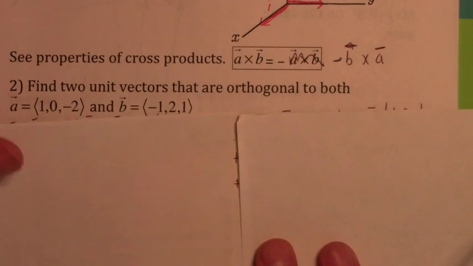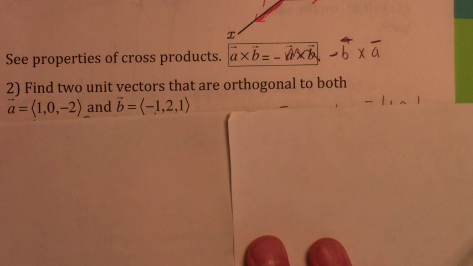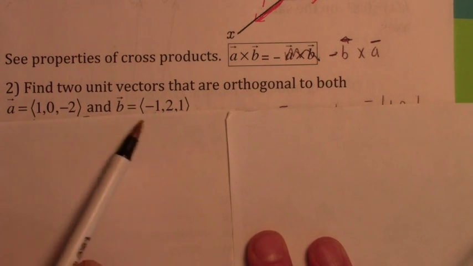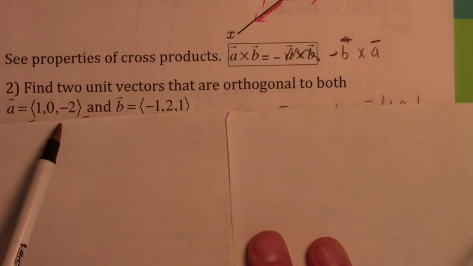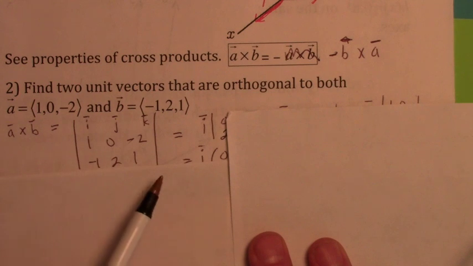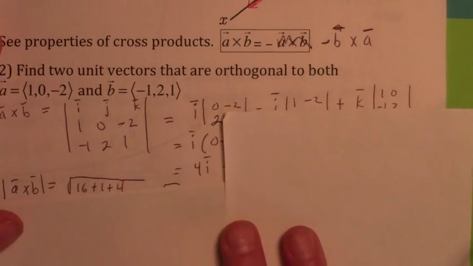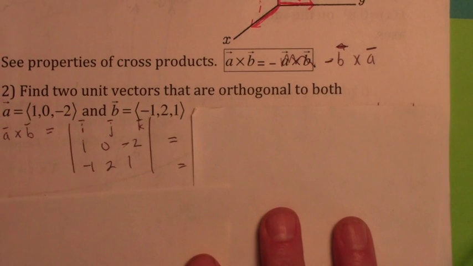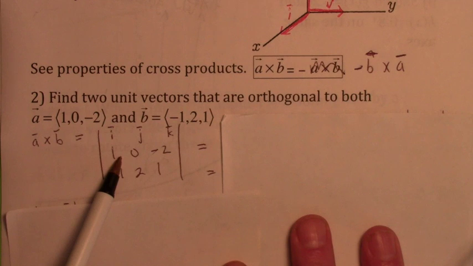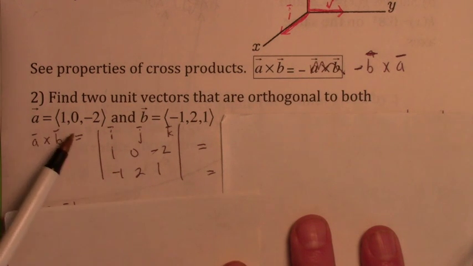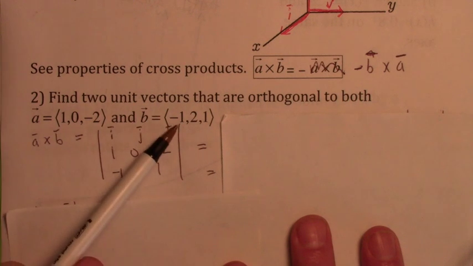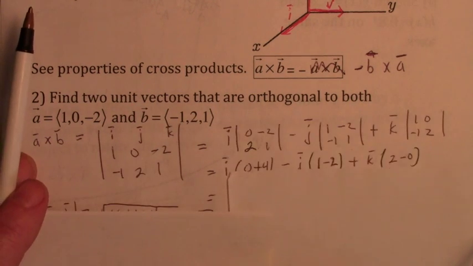On your homework and in future sections, you might have to find two unit vectors that are orthogonal to these two vectors. Whenever you hear the phrase, find a vector orthogonal to two vectors, you should think immediately cross product. So we're going to form the cross product of these two vectors, and then we're going to turn that cross product into a unit vector. So you're going to cross A with B, so you get i, j, k, 1, 0, -2, -1, 2, 1, and then you can write it like this.